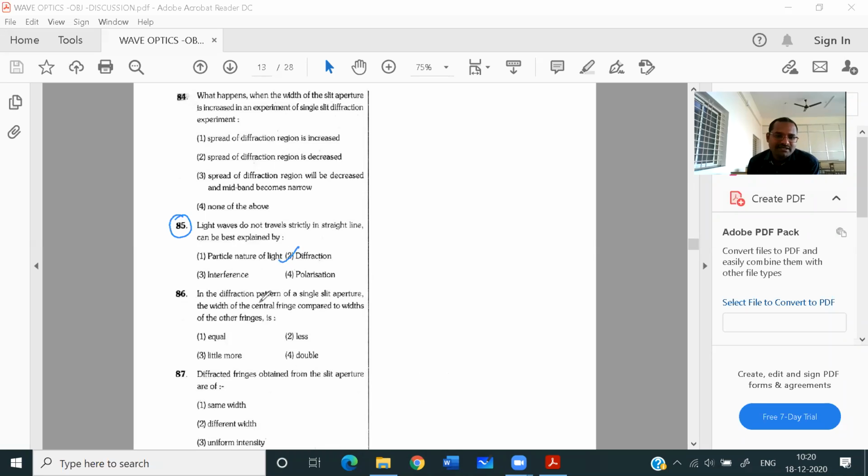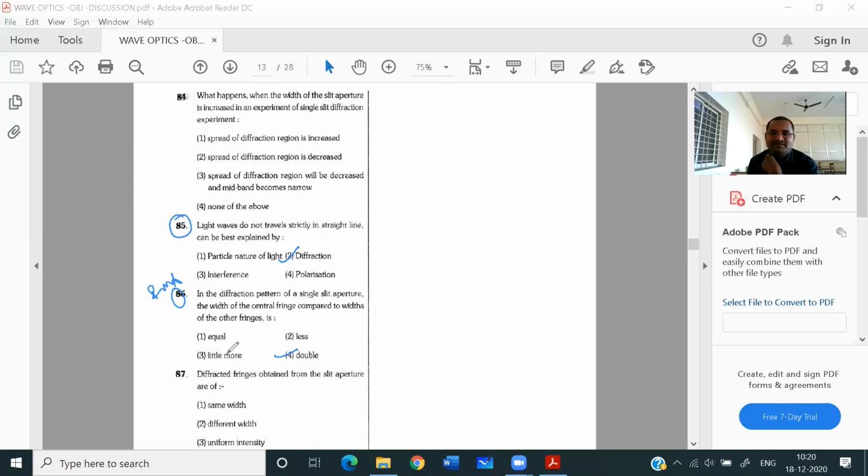Next. In the diffraction pattern of a single slit aperture, the width of the central fringe compared to the width of other fringes is double. The central fringe will always be double in diffraction, whereas in interference, the central and all remaining fringes will be equal width. Whereas in diffraction, the central fringe will be double the width of other fringes, and intensity wise also double. Clear? Remember, this is also important.